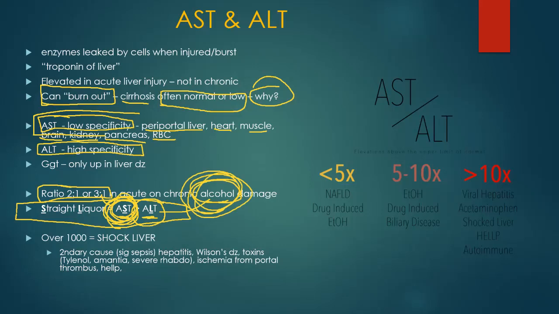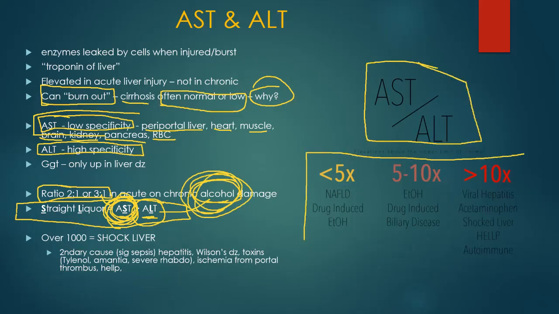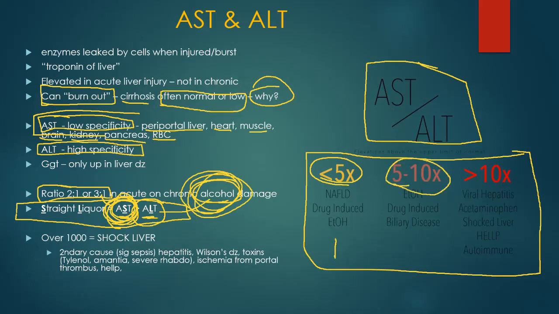If you're interested in dividing AST over ALT, here's something that you can do a quick calculation of. And if it's over 5 times the normal, then this is your differential. 5 to 10, this is your differential, and over 10, this is your differential.